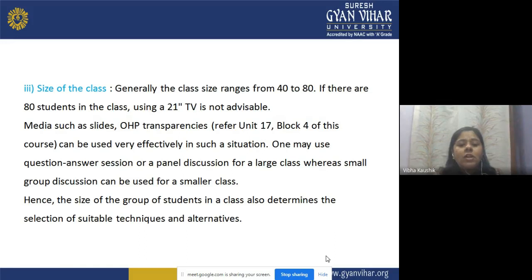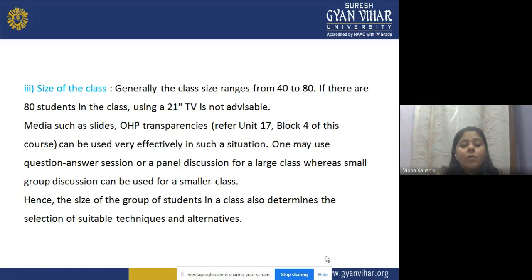One may use a question answer session or a panel discussion for a large class. When we are saying that a question answer session or a panel discussion can be the best method to teach a large number of students in a class, that is for a large class, whereas small group discussion can be used for a smaller class. When the number of students is less, then group discussion can be a better and more effective medium.